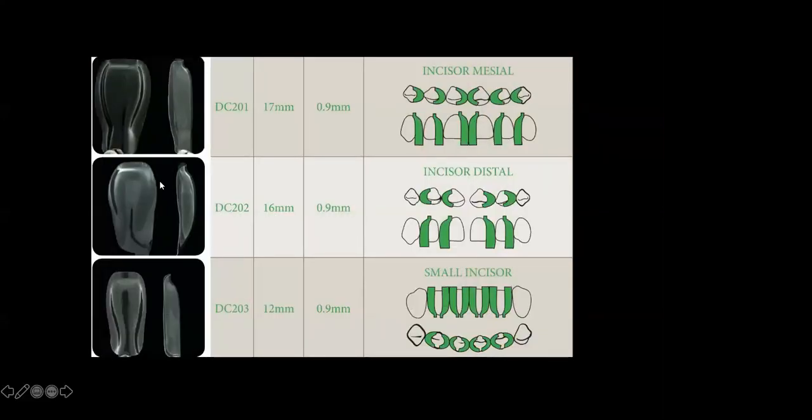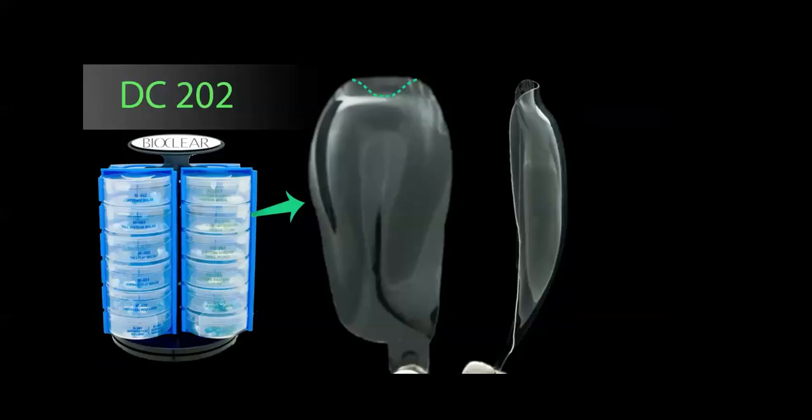With the classic Bioclear system, these are the green or diastema closure version of the matrices. In her case, I used DC202s, DC201s, and DC203s. We'll talk about those matrices here in a minute. This is the DC202. I did trim them matrix. I'll talk about that in just a bit.